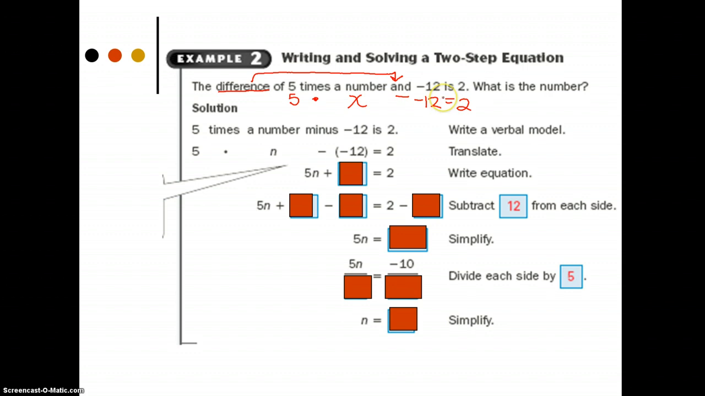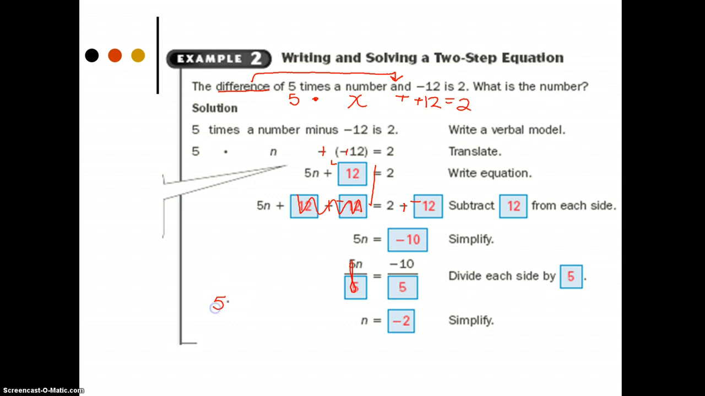This is how you translate a sentence into a two-step equation. I am going to change my subtracting a negative to adding a positive though, and that's what they did here. And now we can solve. The constant is 12. See, the variable's on the left, so I'm going to clear the left side. I'm going to add the opposite of 12, which is negative 12, to both sides. 12s cancel out on the left. You're left with 5n. 2 plus negative 12 is negative 10. Divide both sides by the coefficient, which is 5. 5s cancel to 1. You're left with n. Negative 10 divided by 5 is negative 2.